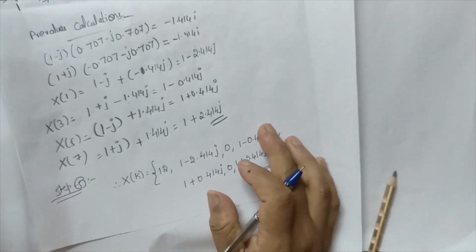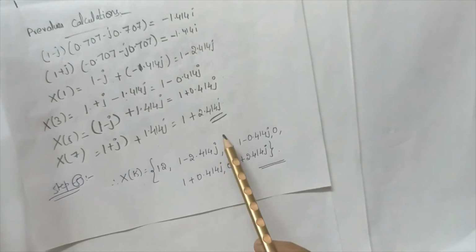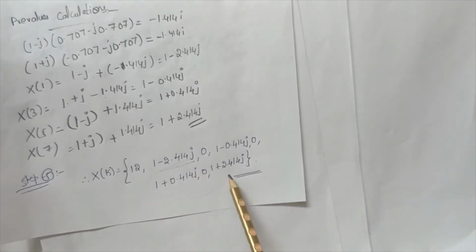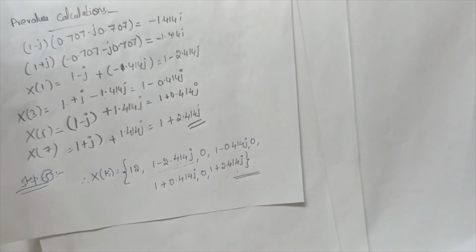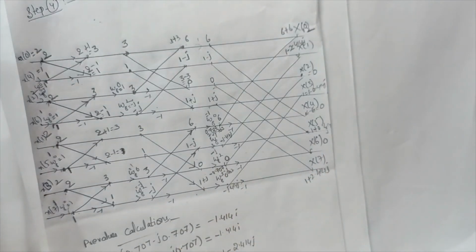So a blind verification in DFT, in DIT FFT method, or else for any DFT is if any complex number comes in result, okay, the complex conjugate will also appear in the result. See here, these two are complex conjugates and these two are complex conjugates. Okay, so in this way we'll do problems on DIT FFT algorithm. So I hope you guys are clear with this one. Okay.